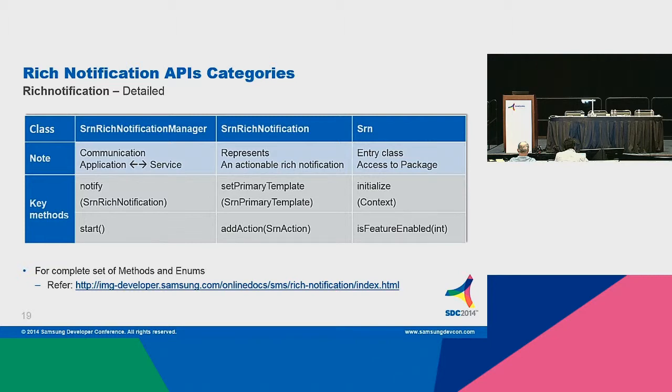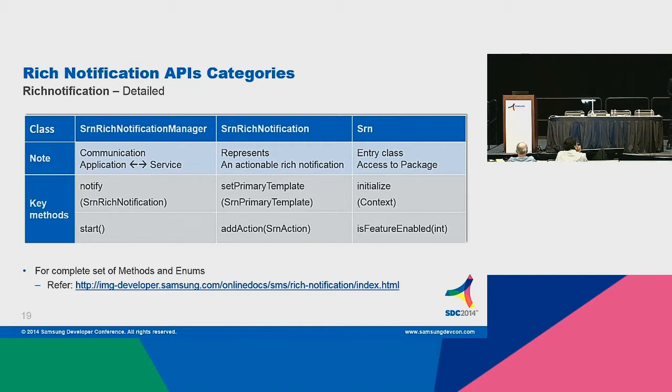I'll quickly go over these packages and see how we can use them effectively. This is the first package, the rich notification package. The main classes in this package are the notification manager, the rich notification, and the SRN class. The rich notification manager helps in communication between the application code and the service, whereas the rich notification represents an actionable rich notification. And the SRN class is the entry class, or the access to the package.